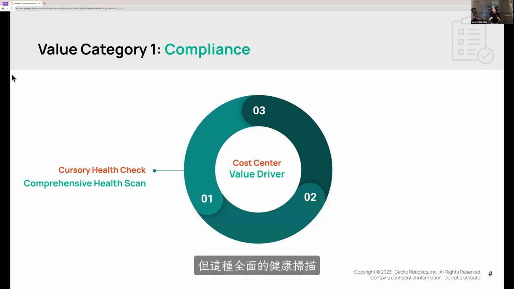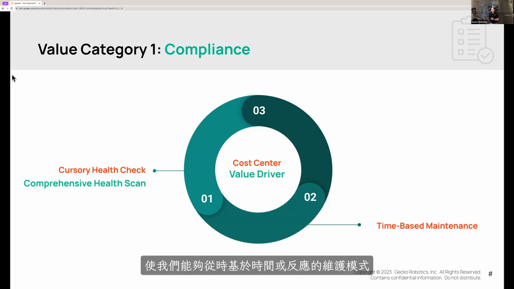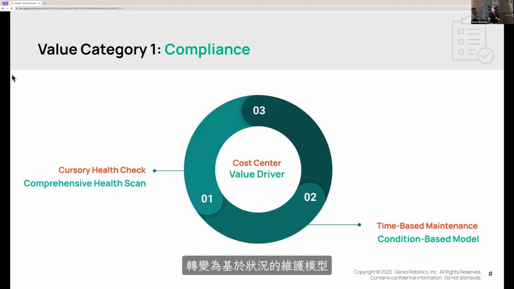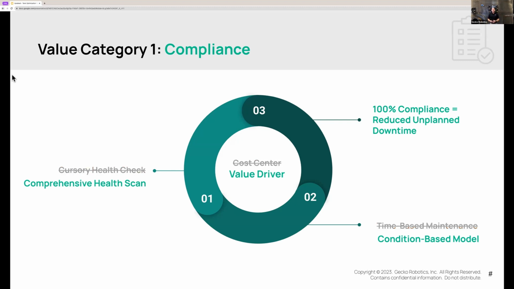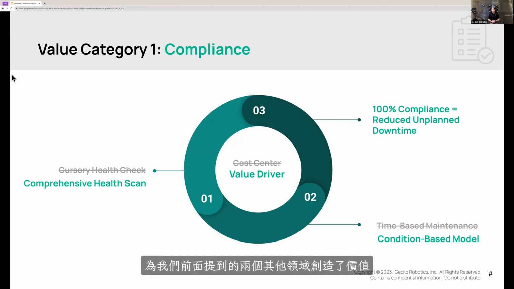But that comprehensive health scan then enables us to move from maintenance that's usually time-based or reactive to a condition-based maintenance model. And that condition-based maintenance model becomes the engine that drives huge impacts in reduced unplanned downtime. So this is the cycle related to compliance that opens the door to driving a lot of value in the two other areas that we talked about previously.